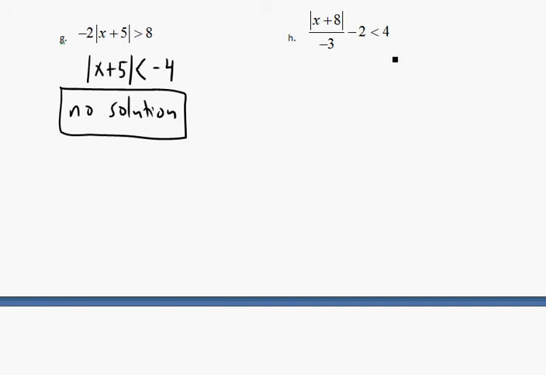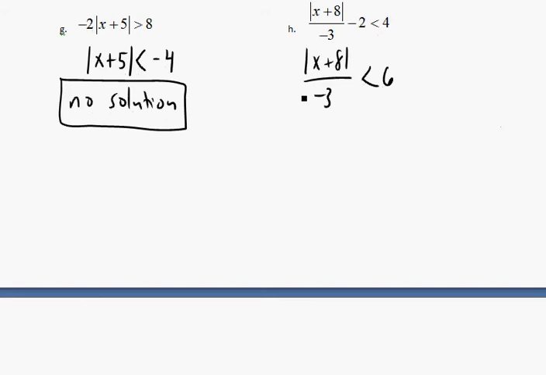Now, let's take a look at H. Again, let's just simply start by trying to isolate the absolute value. So I'll get rid of this minus 2 by adding 2 to both sides. So 4 plus 2 is 6. Now, to get rid of this negative 3 here on the bottom, I'm going to multiply both sides by a negative, and when we multiply both sides of an inequality by a negative, we have to switch the direction. So this would give us the absolute value of x plus 8 on the left, and on the right we would have 6 times negative 3, which is negative 18.